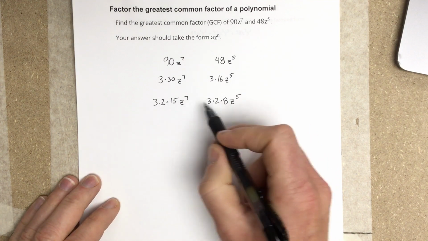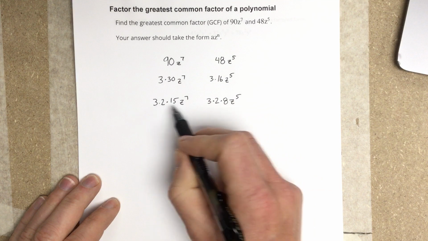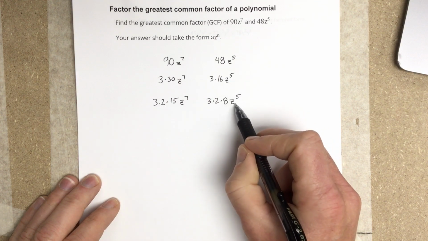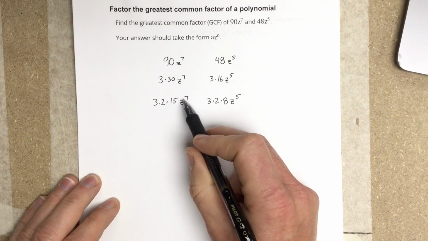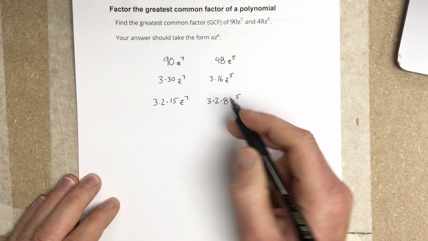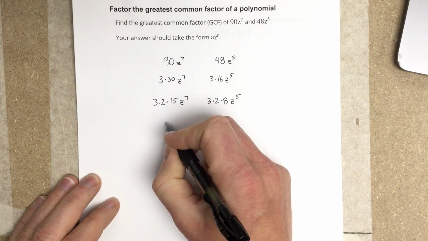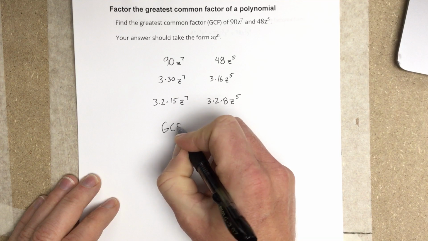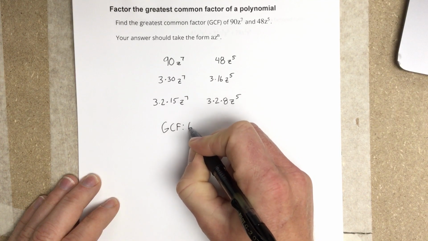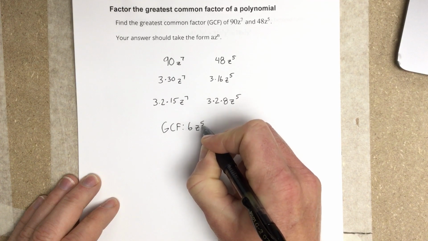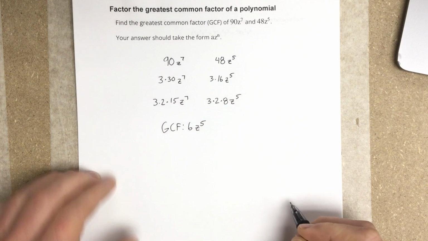So 6 is what they have in common for a factor, and then z to the 5th is what they have in common because z to the 7th has a z to the 5th in it. So we can say that the greatest common factor, the GCF, would be 6z to the 5th, because that's what they have in common between them.